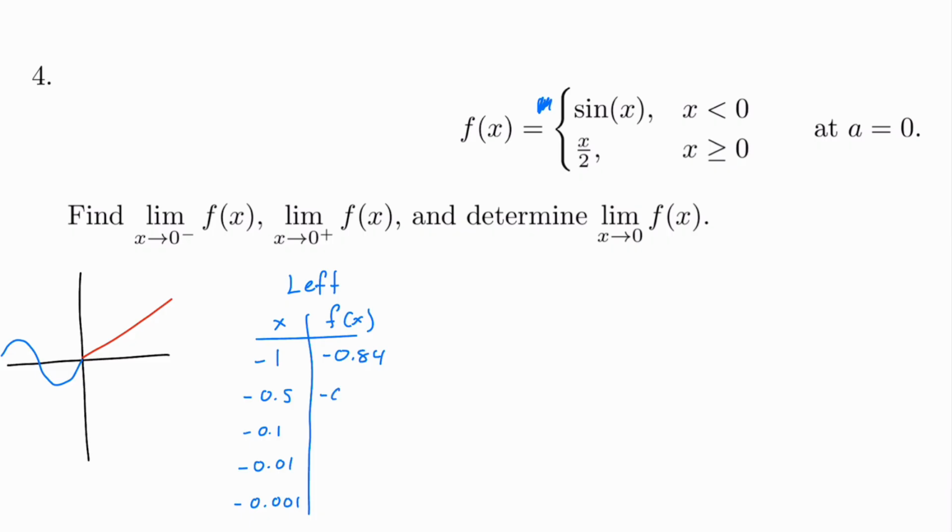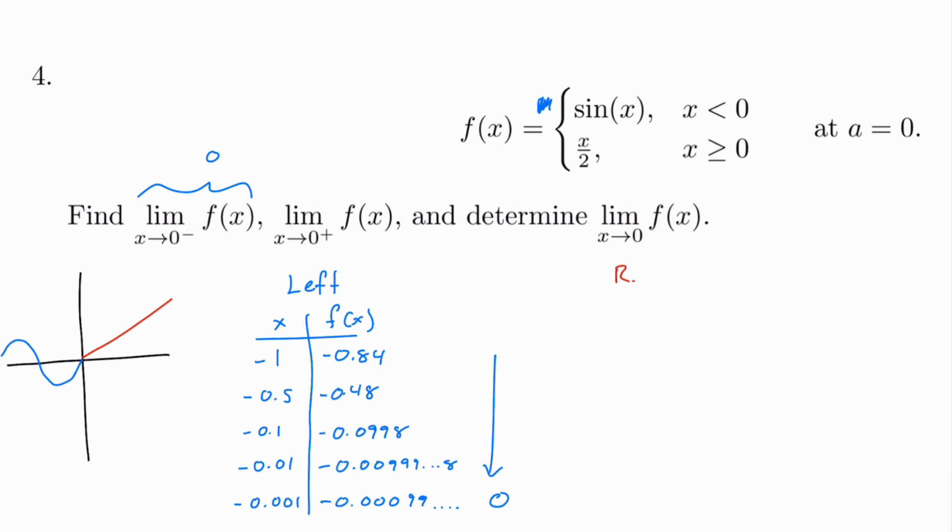-0.84, -0.48. For -0.1, we are going to get -0.0998, and we're going to get -0.00999, and a bunch of 9s, 8, and finally here we're going to get -0.00099, and a bunch of 9s again. So these are gradually getting smaller and smaller, going towards 0. So I can say that our left-handed limit here will equal 0.